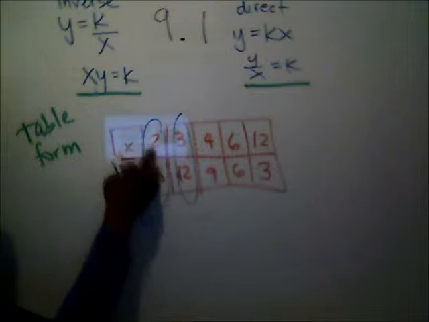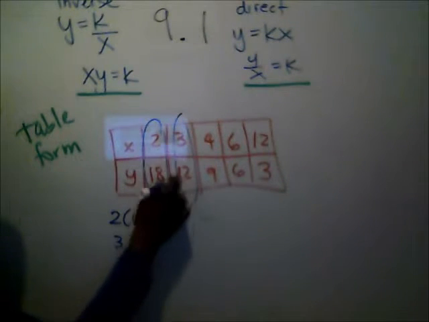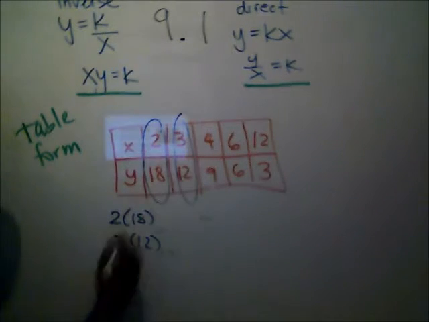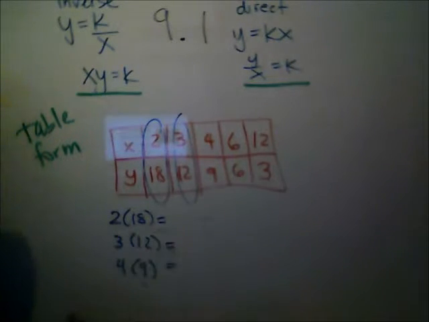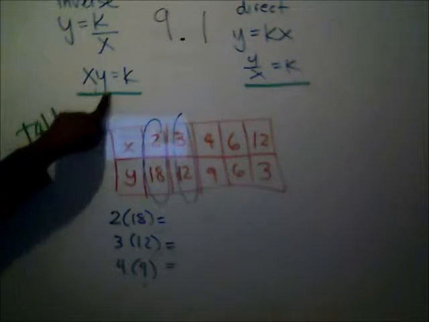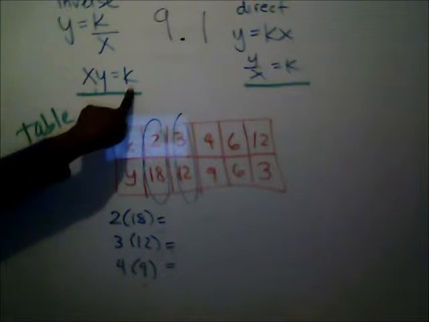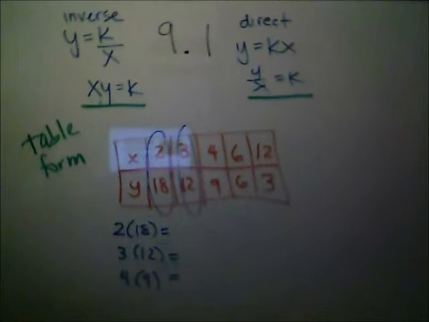Okay, so I'm going to do 2 times 18. I'm just doing the x times the y. And then I'm going to do 3 times 12, again, the x times the y. And then we're going to do 4 times 9, which is the x times the y. And what we're looking for is we're hoping that we get the same number each time. If when we multiply them together, the x and the y, we get the same number each time, then we're dealing with an inverse relationship.